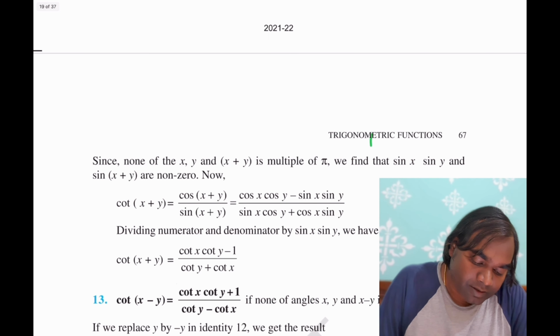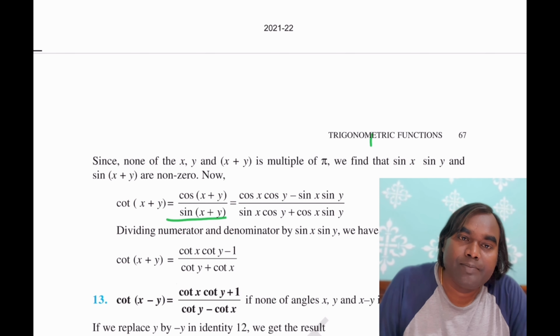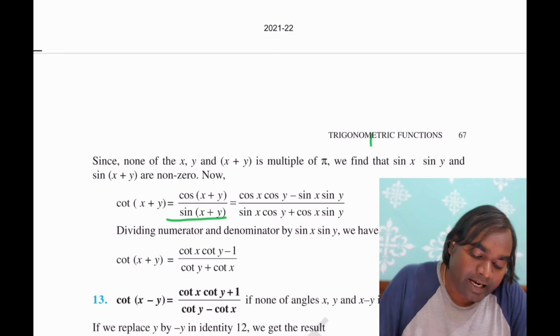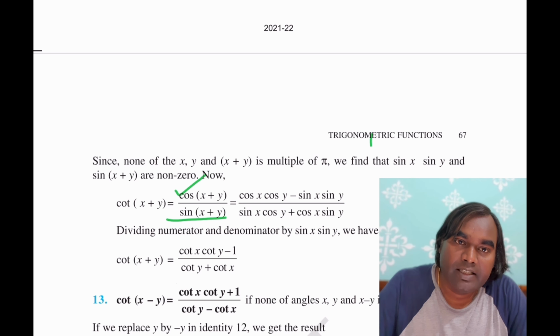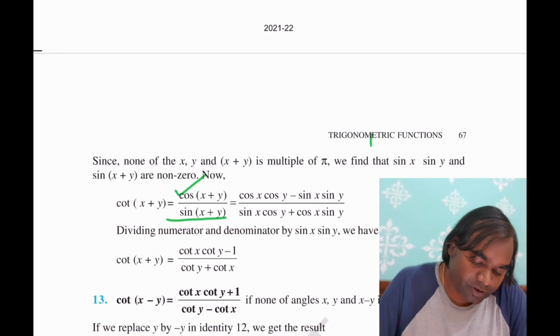So we can write cot(x+y) is equal to cos(x+y) by sin(x+y), and by using the relationship for the cos of summation of the two angles, cos x cos y minus sin x sin y, and sin(x+y) is equal to sin x cos y plus cos x sin y. So now we have to divide the numerator and denominator by sin x sin y.